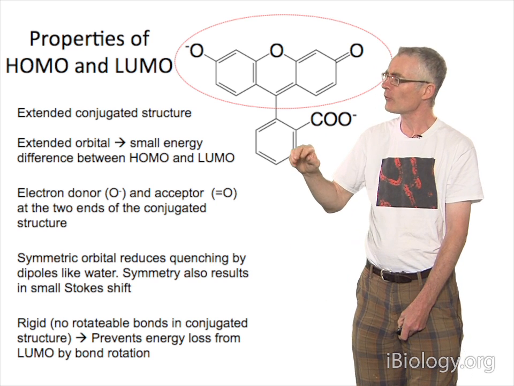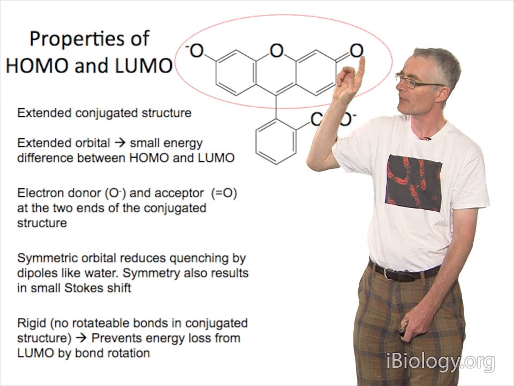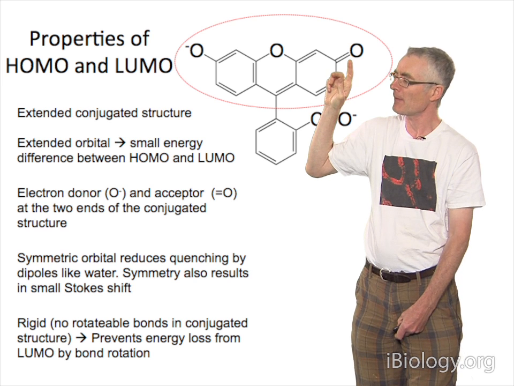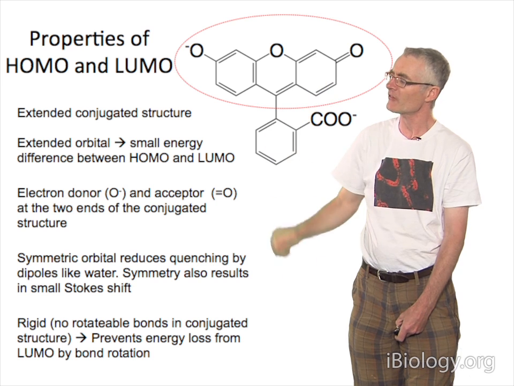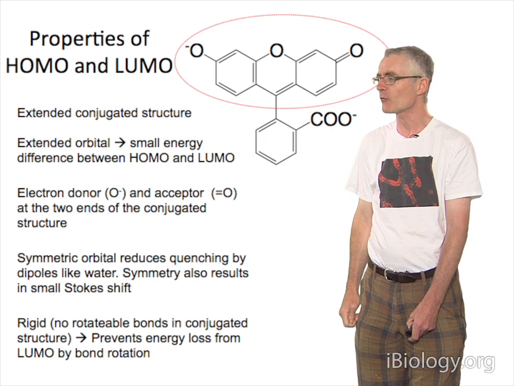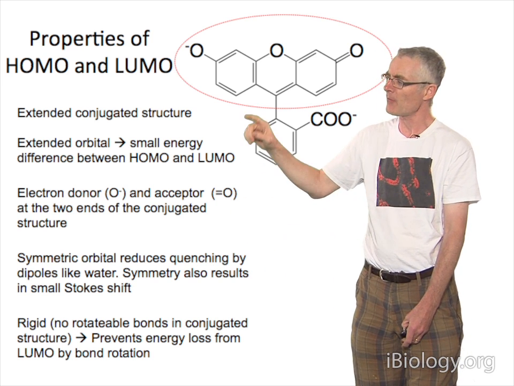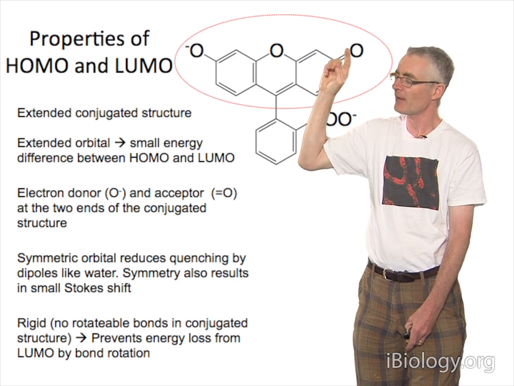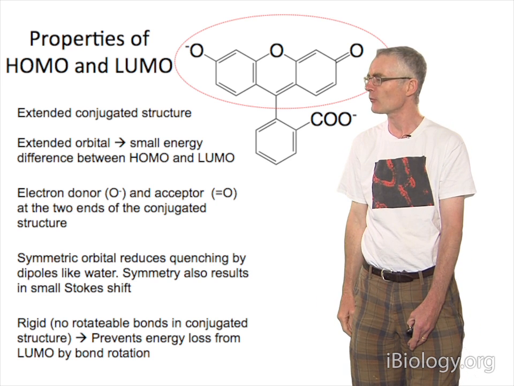You also notice almost all fluorochromes have an electron donor at this end, O-, an electron acceptor at this end, the double bond O. So you've got a kind of push-pull system. But this is a symmetric push-pull system. The two are essentially the same here. And this symmetric conjugated orbital, it turns out, reduces quenching by other dipoles like water. You can also have fluorescent molecules with a permanent donor at one end, like an amine, and a permanent acceptor at the other end, like a ketone. Those can be very fluorescent in organic solvent, but they don't tend to fluoresce as well in water.